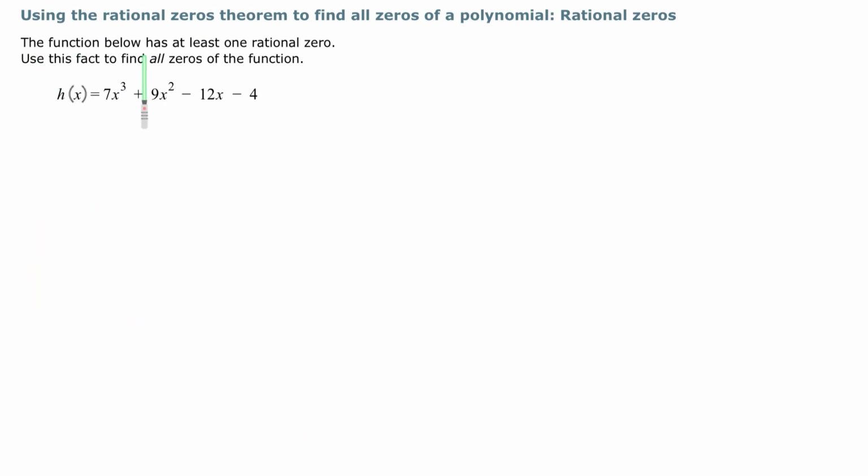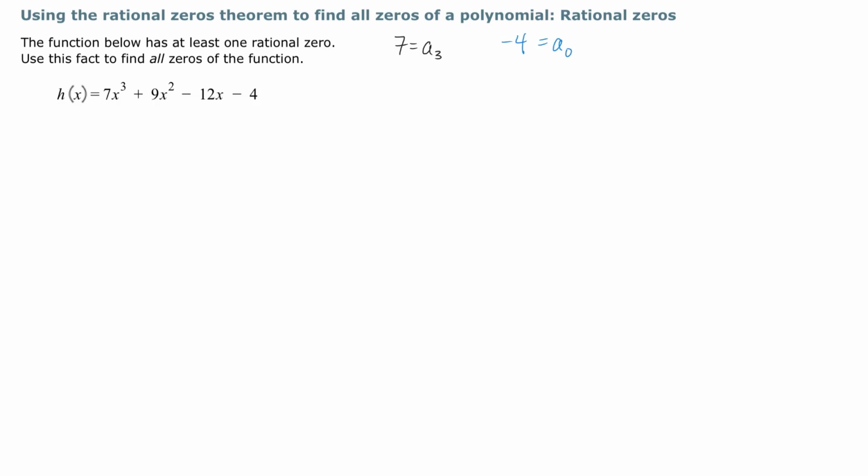The function below has at least one rational zero. Notice the function below is a polynomial in descending order. Use this fact to find all zeros of the function. If we write this very carefully, we know that 7 is actually equal to a sub 3, and negative 4 is equal to a sub 0.